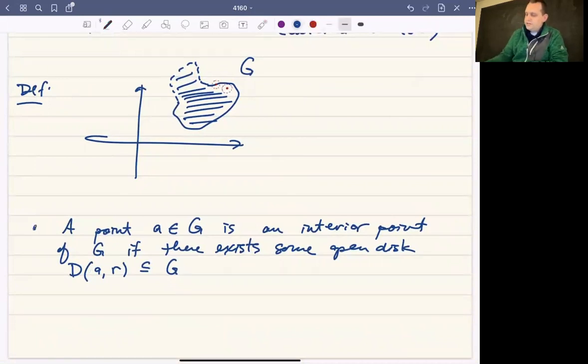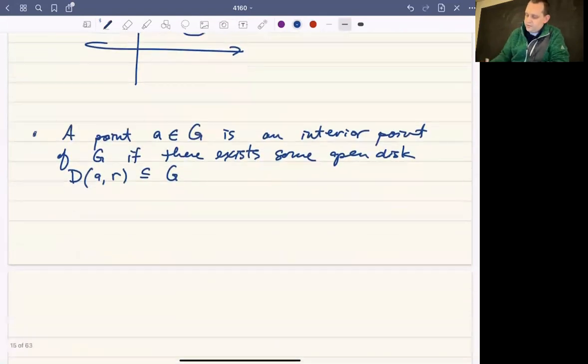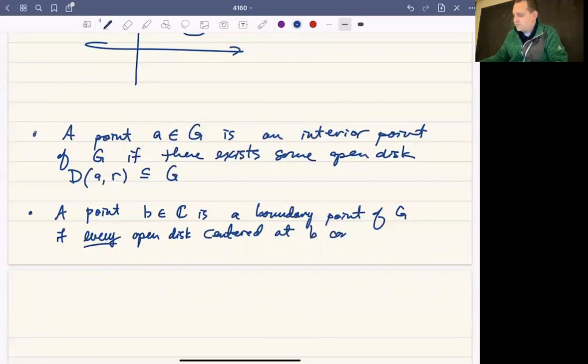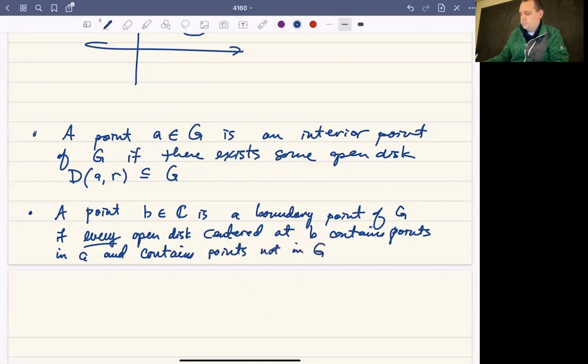All right, that other topic that we were talking about: a point B is a boundary point of G if every open disk, I can't spell disk, centered at B contains points in G and contains points not in G. Okay, so those points are called boundary points.